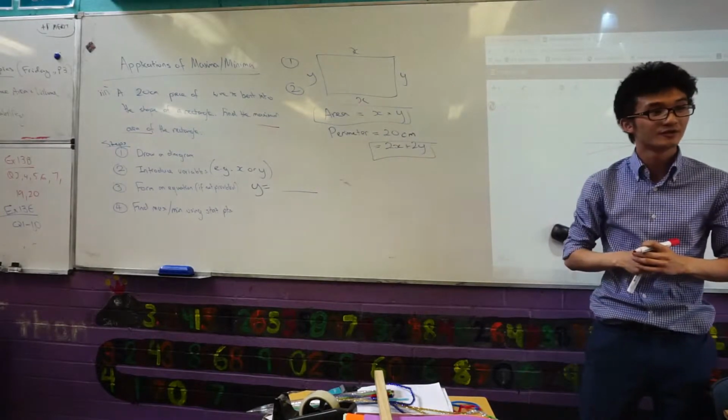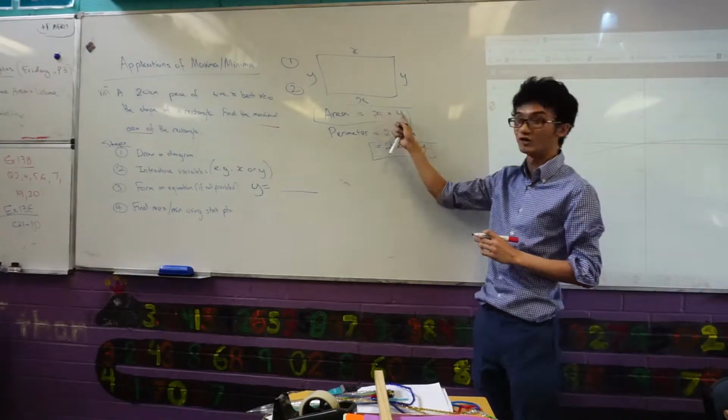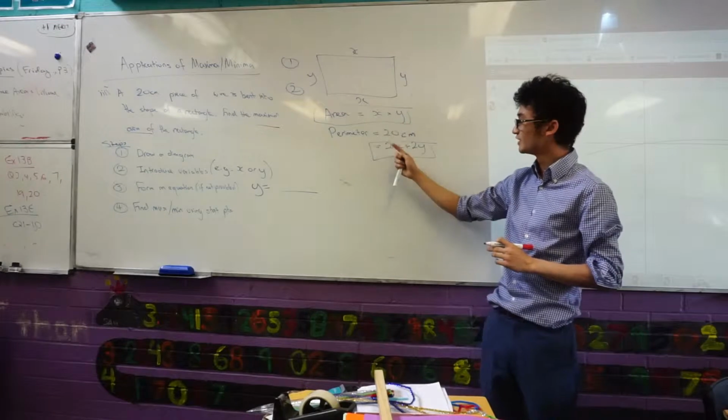Those two aren't variables. 20 is a constant. These two are variables, yes, but not the perimeter. The perimeter is fixed.